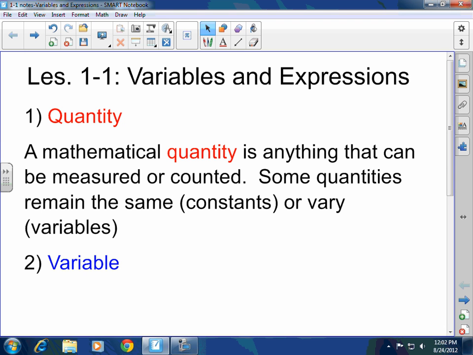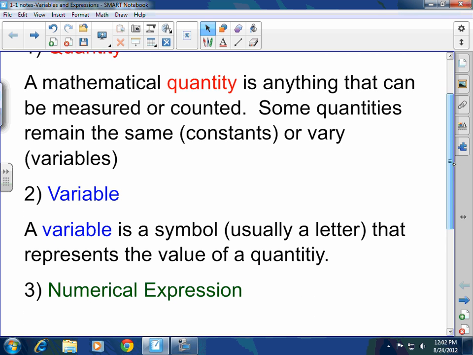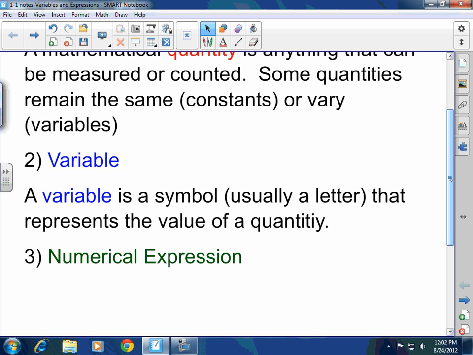Some quantities are constant, okay, and some vary. Constant means that it stays the same forever. And vary means that it can change. And those are called variables, okay? And a variable, gentlemen, is a symbol, usually a letter, but it can be a symbol as well. It's usually a letter that represents the value of a quantity, okay? The value is the actual amount of that quantity.